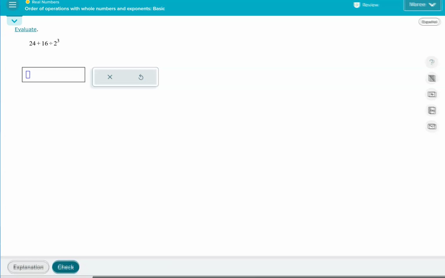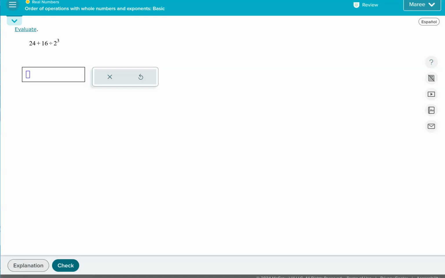So we want to do our order of operations. And so we need to remember that we do parentheses first, and then we do exponents and roots second, multiply and divide left to right in order third, and then addition and subtraction left to right in order fourth.